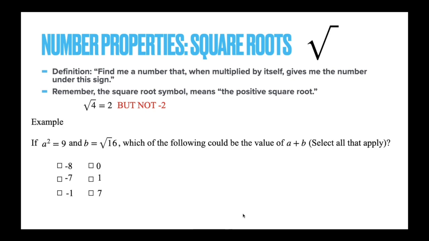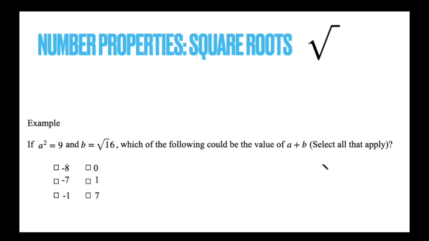Here's a problem. Give it a shot. If a squared equals 9 and b equals the square root of 16, which of the following could be the value of a plus b? And we're going to select all that apply here.